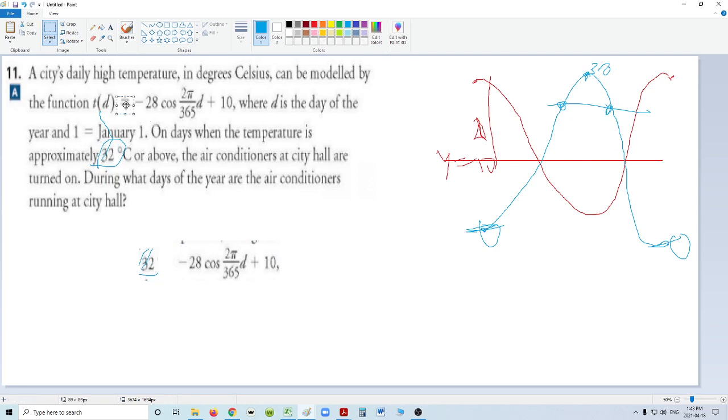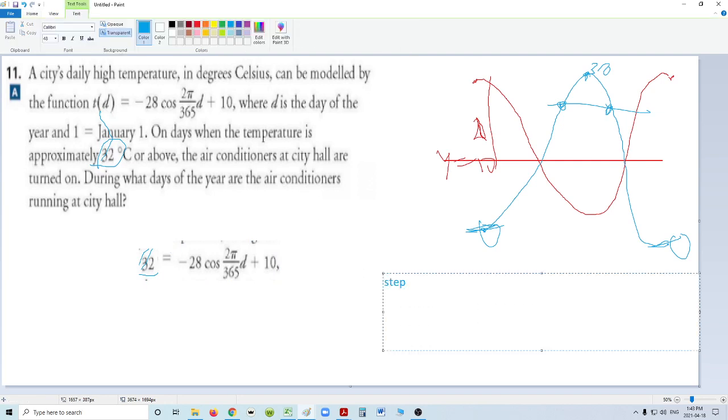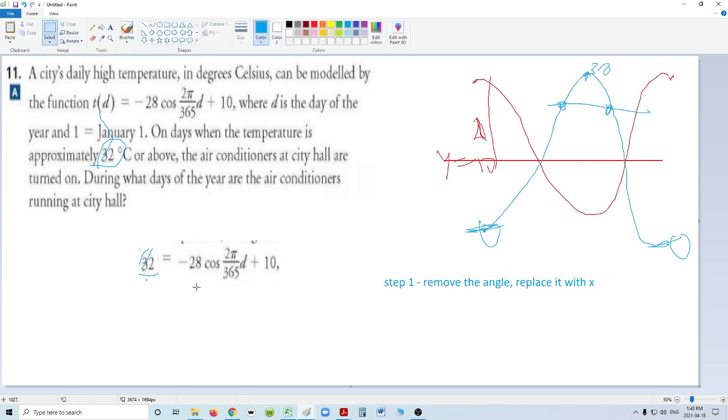But step number one, so that I want you to write down, step number one is this. Remove the angle. Replace it with x. Remove the angle, replace it with x. This just helps you to clarify, focus on the angle, and not get too convoluted on all the transformations that are being done to the angle. So there's the angle. And in the middle, you just chop it out and replace it with x, or theta, or whatever tells you that we're looking for an angle.